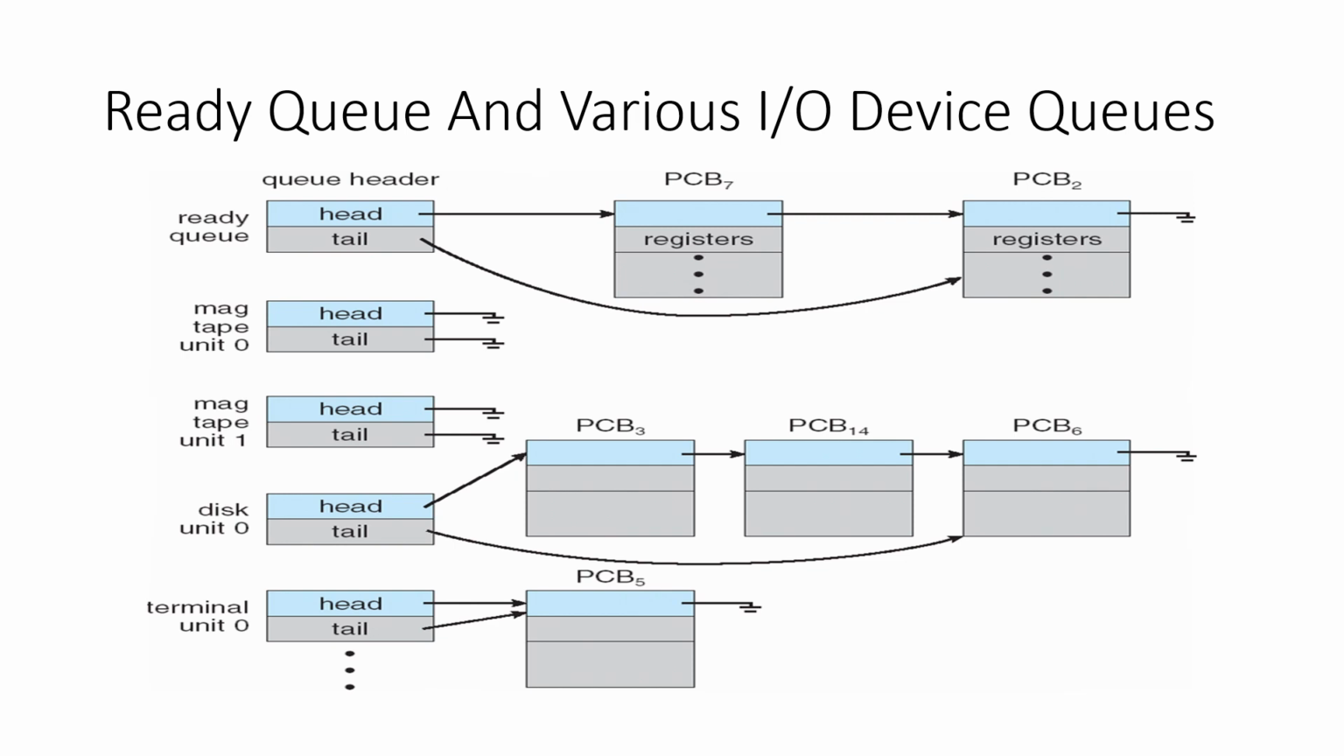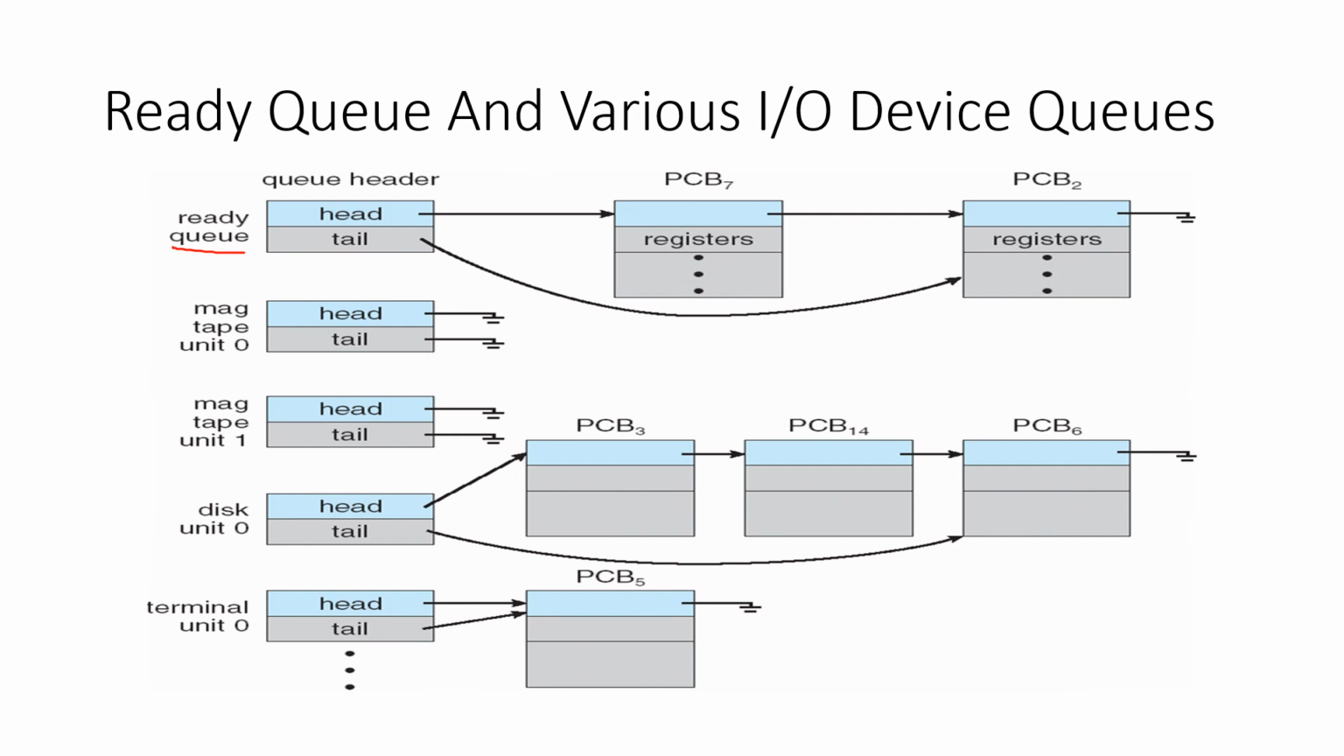This is a snapshot of the different queues that the device has. If you see here, we have a ready queue and the ready queue has two PCBs. PCB 7, that means process 7's control block, and process 2's control block are present in this queue. The head contains the block of the first process in the list and the tail contains the last process in the list. This is like a linked list.